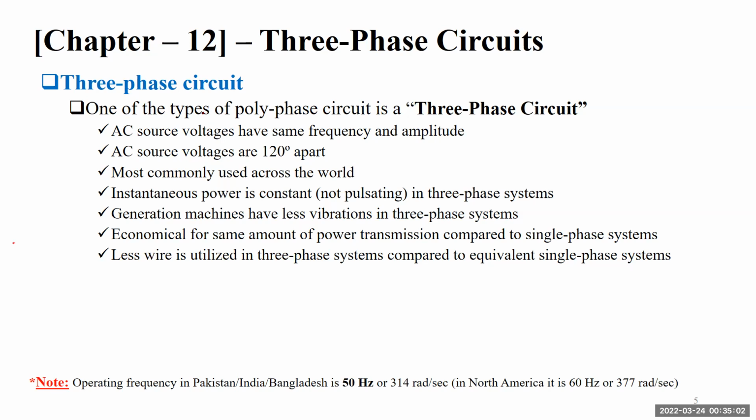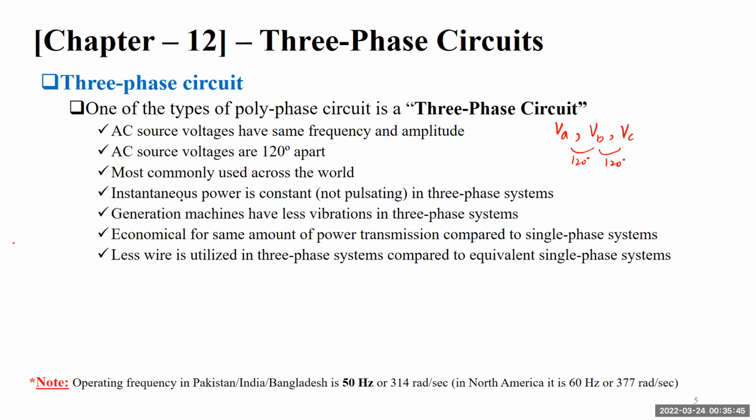So remember, AC source voltages have the same frequency and amplitude. The generators which are generating these voltages generate them at a certain frequency and a fixed amplitude. The AC source voltages are 120 degrees apart. For example, we call these three-phase voltages VA, VB, and VC. There will be a 120-degree phase difference between these two, and a 120-degree phase difference between these two voltages. Again, they are the most commonly used across the world, so three-phase power systems are the ones used extensively across the world.